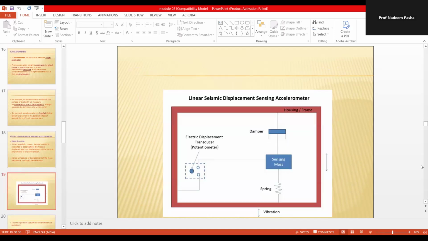See here, linear seismic displacement sensing accelerometer. This is your damper, this is your sensing mass. This is the electric displacement transducer, a potentiometer.